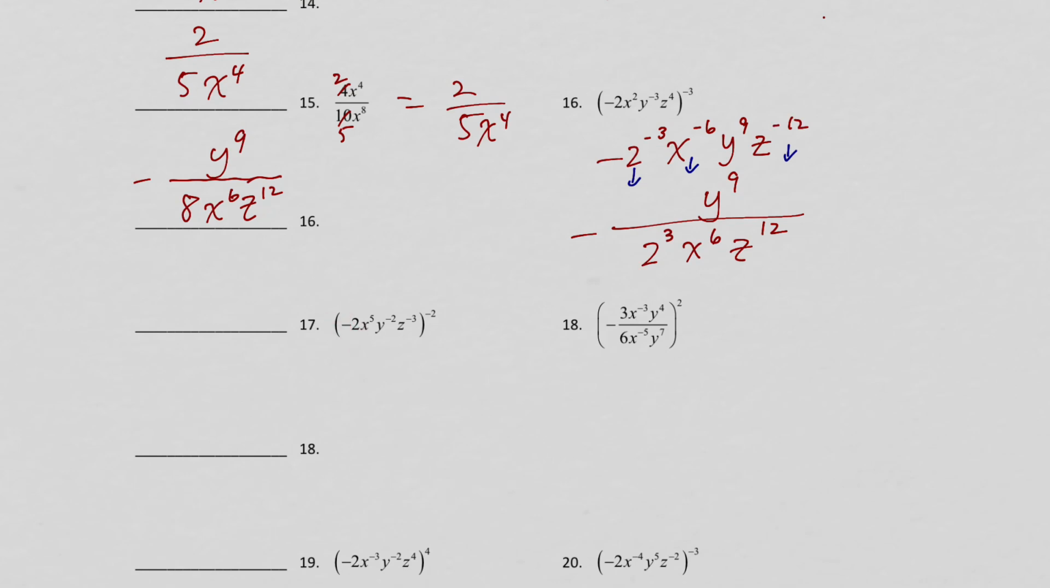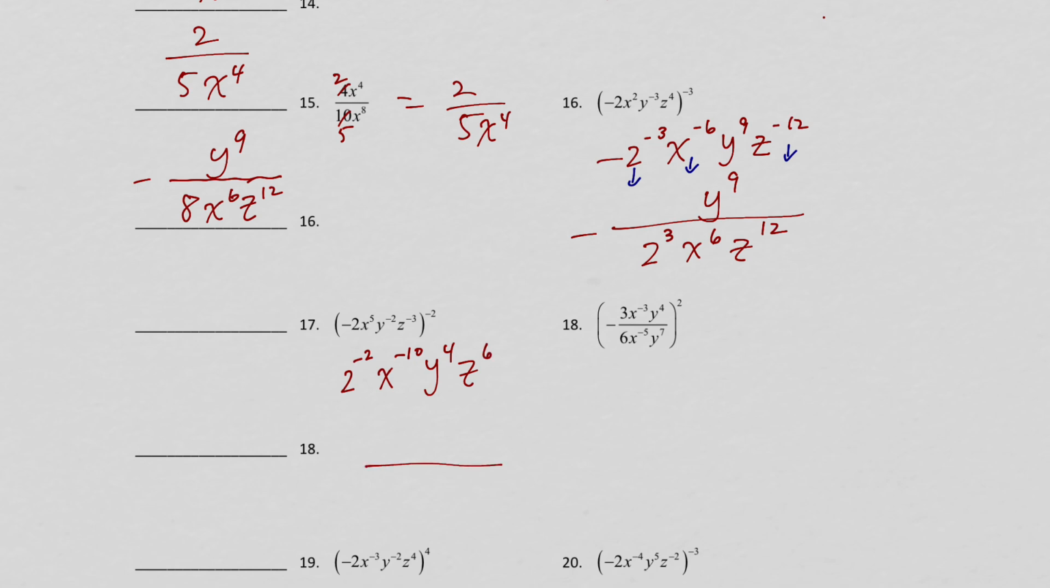Okay, this negative, because that's an even exponent, that negative will get squared away, so it'll become positive. And then I bring this in. So I have a positive 2 to the negative 2, x to the negative 10, y to the positive 4, and z to the positive 6.